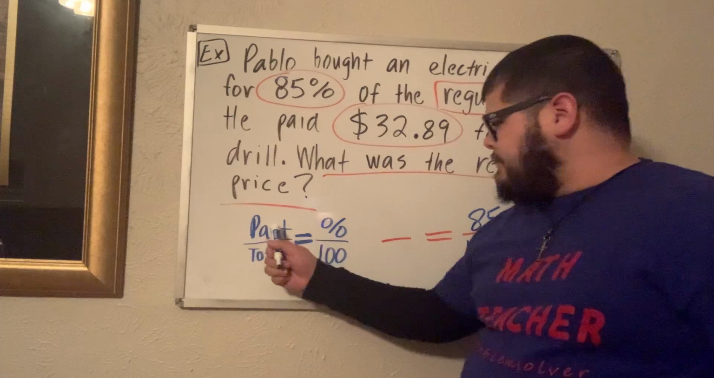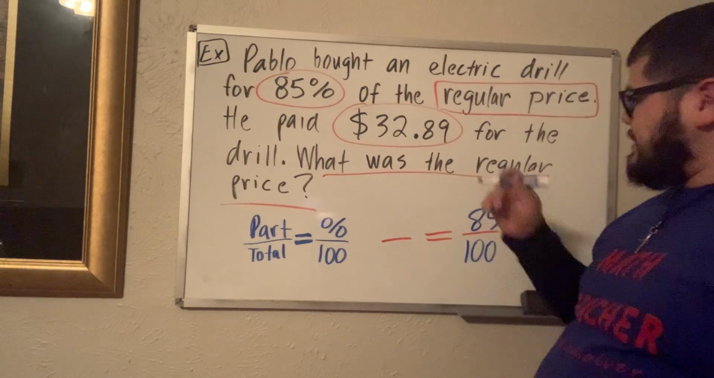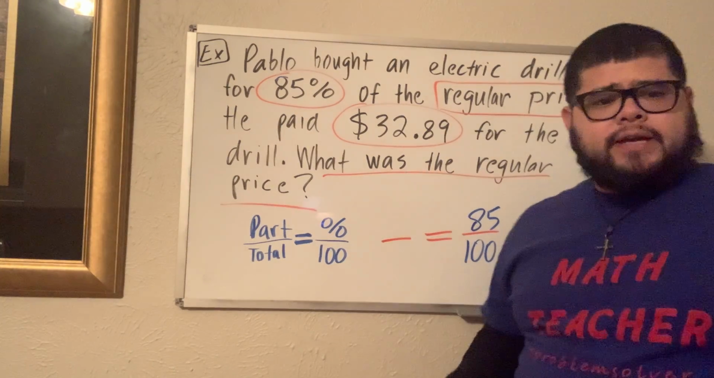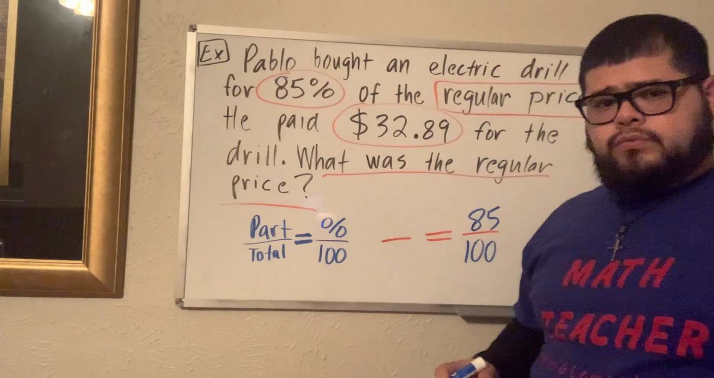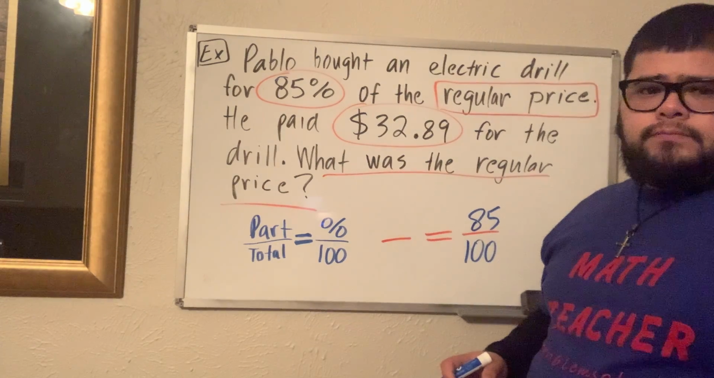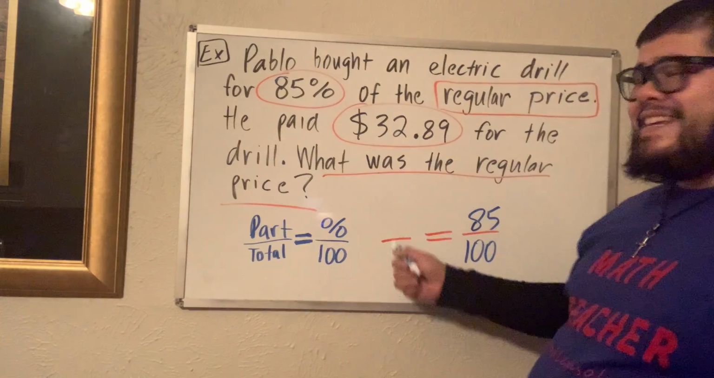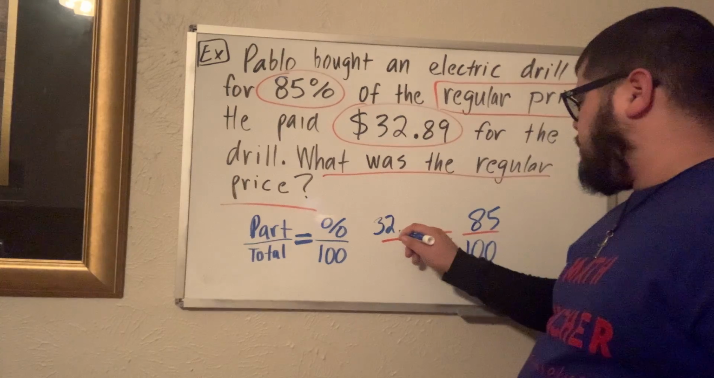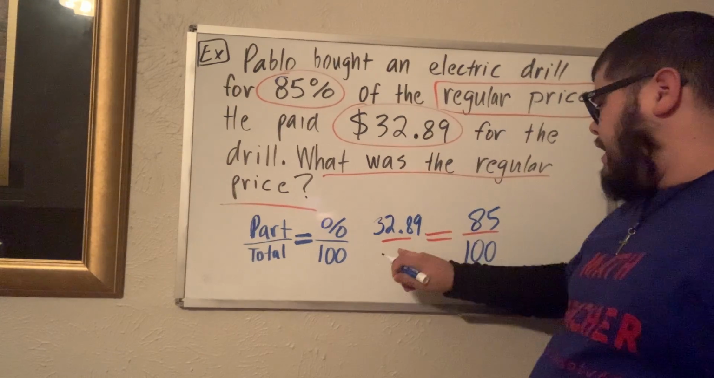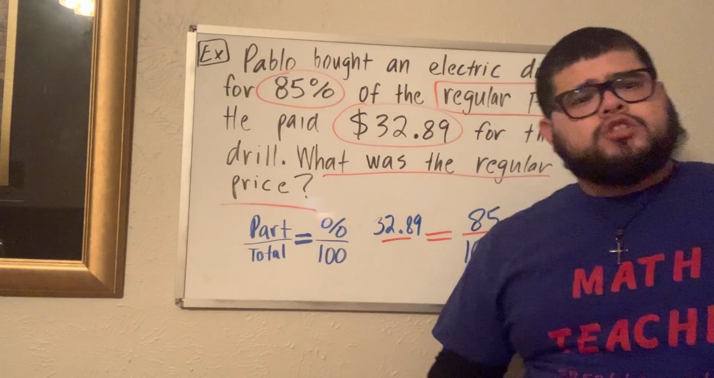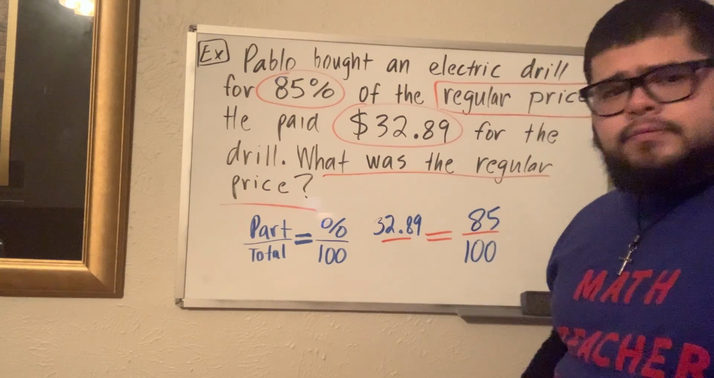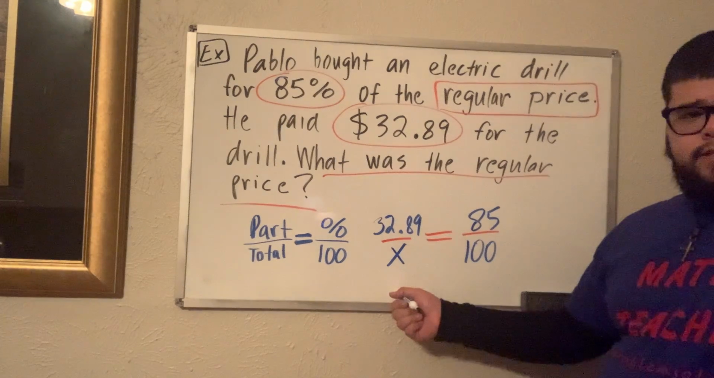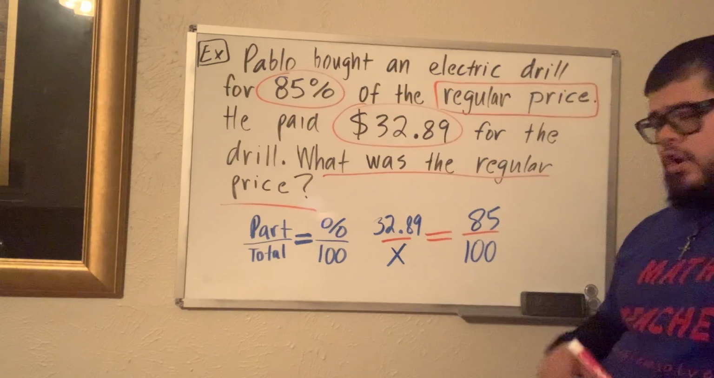Now we got to figure out, do we have the part or the total? The original price that he paid was $32.89, the part or the total? $32.89 is the part, a part of the total payment. So this is going to be 32.89. And do we know the total amount that the drill costs? Do we know the regular price? No, we don't. So since we don't know what it is, we put an X there. All right, make sure you have this written down.